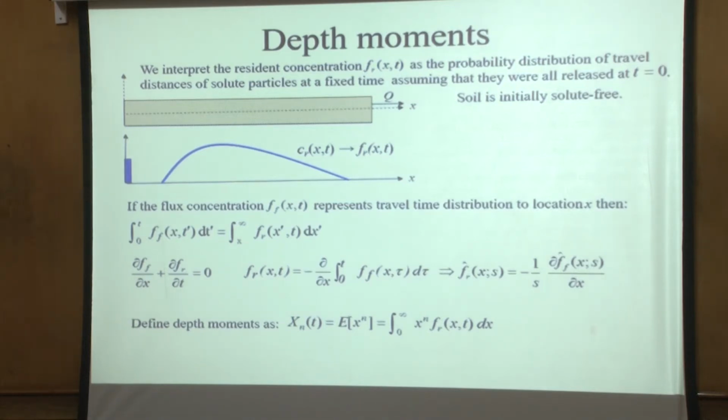So what this says is the derivative of the flux concentration, or the flux PDF, with respect to x, plus the derivative of the resident PDF with respect to time. The flux PDF is for travel times. The resident PDF is for travel distances. So this must hold true. What this allows me to do is relate the flux PDF to a resident PDF. And that basically means I have a way to work with this.